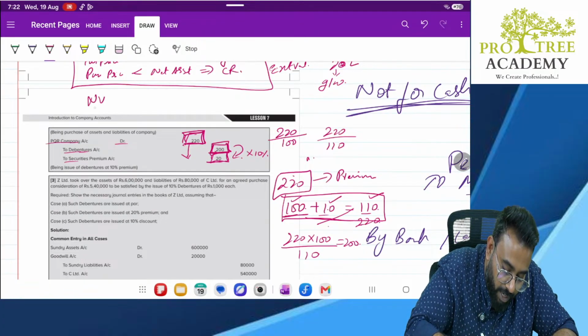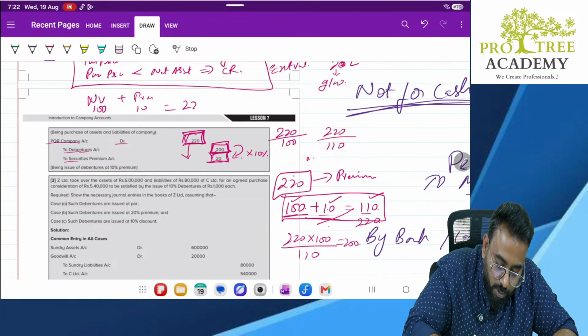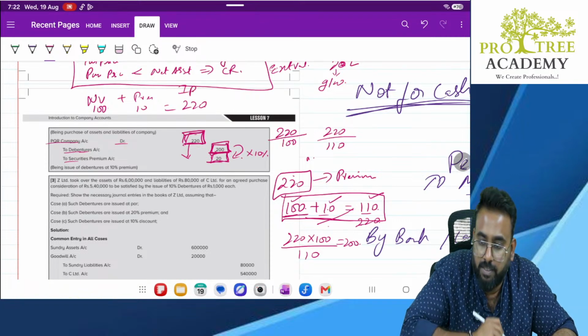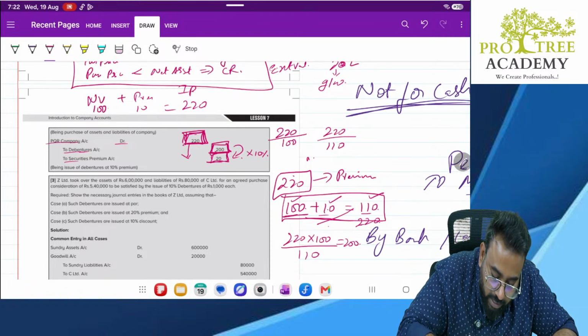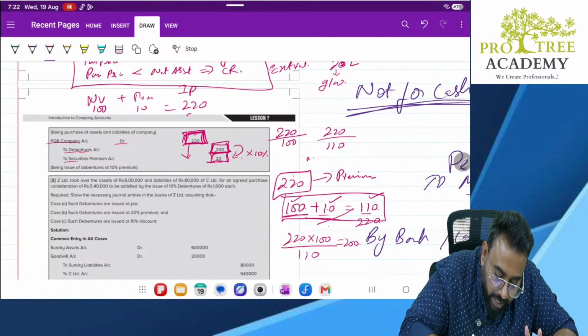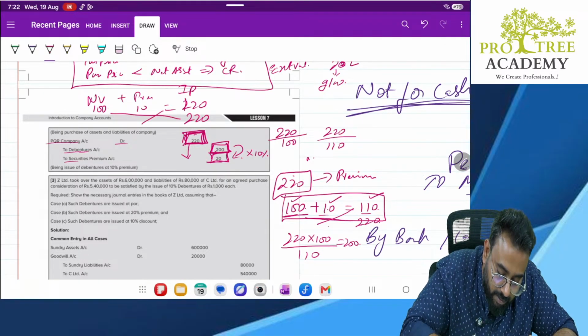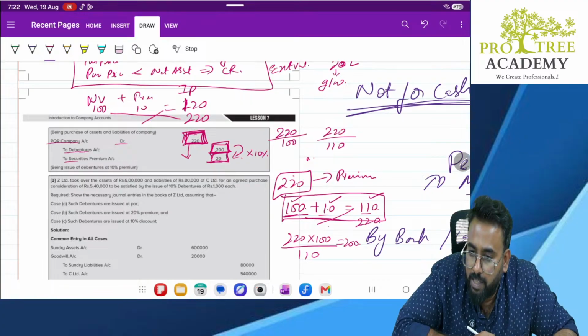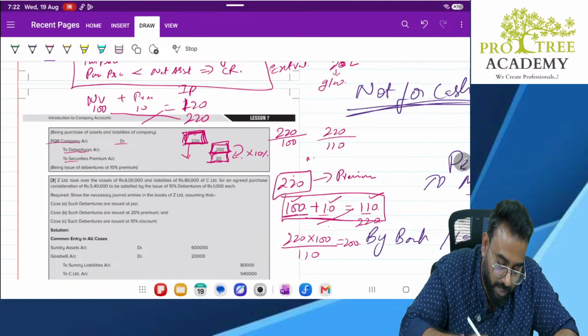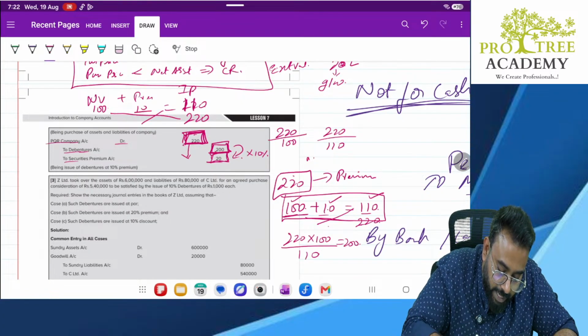Simple. If your nominal value is 100 and premium is 10, what is the total? 110. This is our issue price. Correct? Now how much we are issuing? 220. So it should be written here. Correct? Cross multiply. That's it. Understanding everybody? Yes? Always remember to use the same premium.